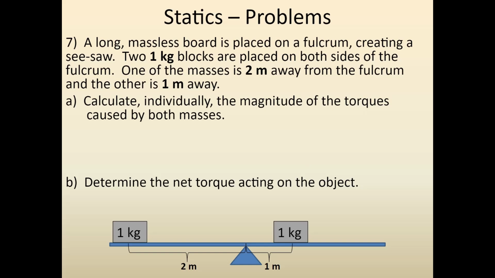All right, so let's look at the first question. It just says, calculate the magnitude of the torques acted on by both these masses. So we have two masses. One is 2 meters away. The other one is 1 meter away.